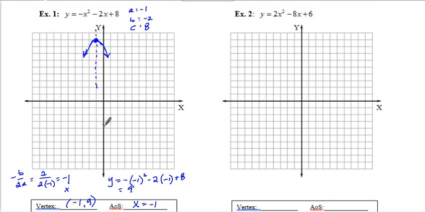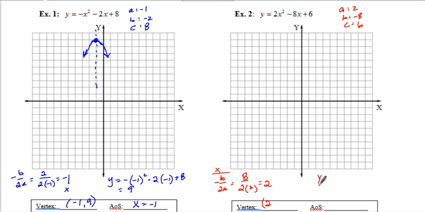Let's first identify A, B, and C. A, for example 2, is 2, B is negative 8, and C is 6. So let's first find the x-coordinate of our vertex by saying negative b over 2a. That's my x-coordinate. Negative b, negative 8 is positive 8 over 2 times 2. So that's a positive 2. 8 divided by 4 is 2. So the x-coordinate of my vertex is 2.